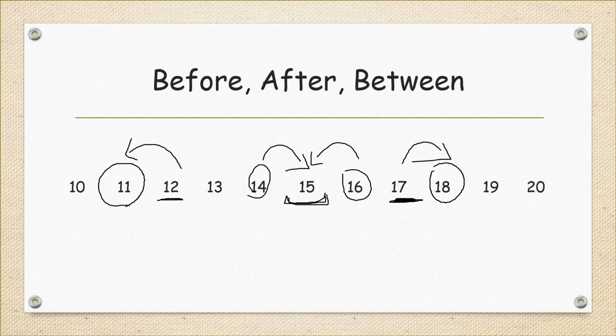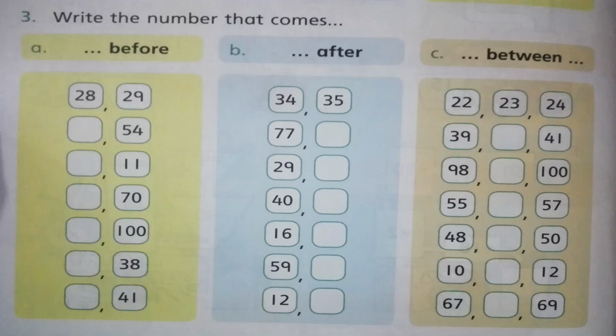For before numbers we start counting backward. For after numbers we start counting forward, and for between numbers we see what comes in the middle of the two given numbers. So now let's do an exercise from your book. This question is on page number 2 of your book. So open your book, page number 2, and let's do this question.